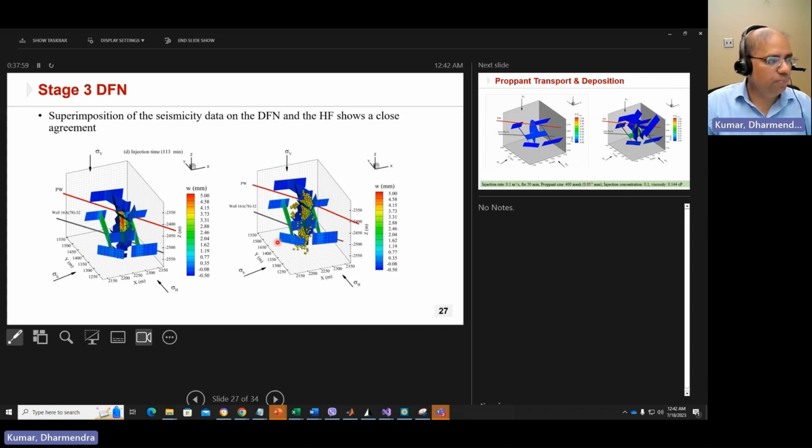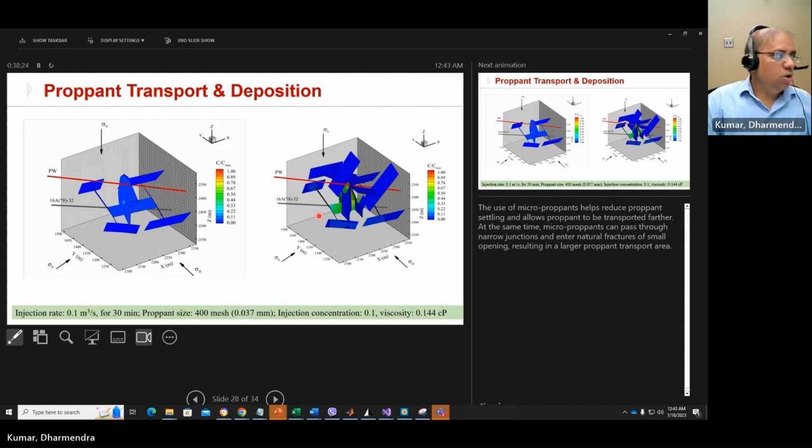And in this one, they recorded microseismic events based on that field stimulation, and I superimposed those microseismic events on my simulation model. It's also giving very reasonable agreement with this DFN simulation, where part of the DFN has been activated. That's the part where we are getting the microseismic events, so it's basically a good match.